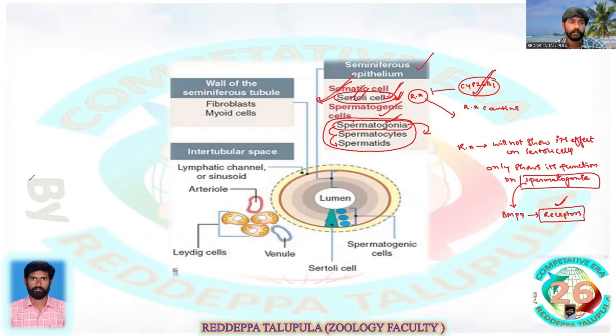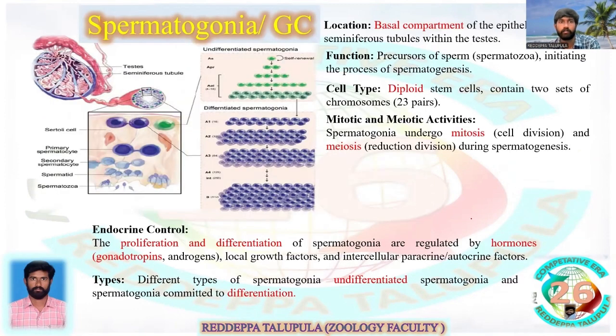Okay, next, spermatogonia. What is spermatogonia, and what are its characteristics and location? All those things will be discussed in this slide. If you talk about the location, it is the basal compartment. What is meant by basal compartment and what is the central compartment will be discussed in further slides. It is in the basal compartment. Above the peritubular myoid cells there will be the basement membrane, and adhering to that basement membrane there will be spermatogonia. Next, functions: precursors of sperm. The process of spermatogenesis is initiated in these cells.